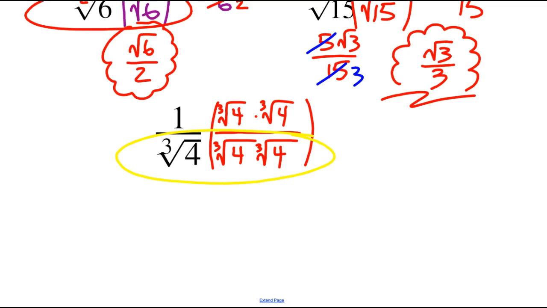So cube root 4 times cube root 4 times cube root 4 is the same as the cube root of 64, which is 4. So the root goes away. The root part goes away because we made a perfect cube by multiplying 4 by itself 3 times. That's how you make a perfect cube: 4 times 4 times 4. So if you multiply by the cube root 3 times, all the root stuff goes away.